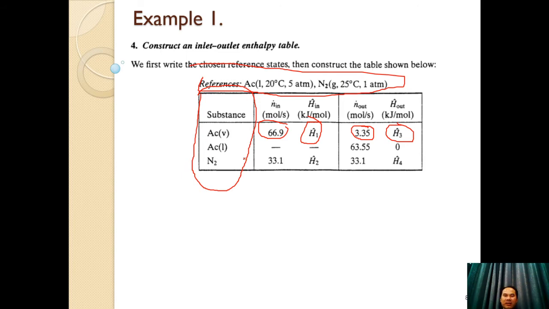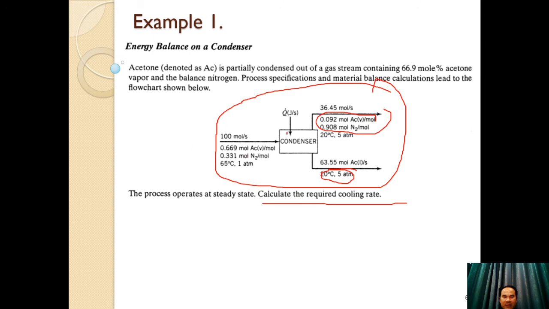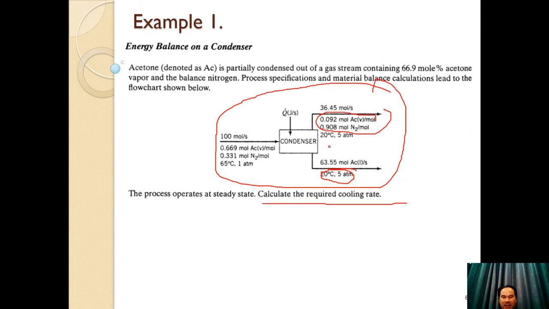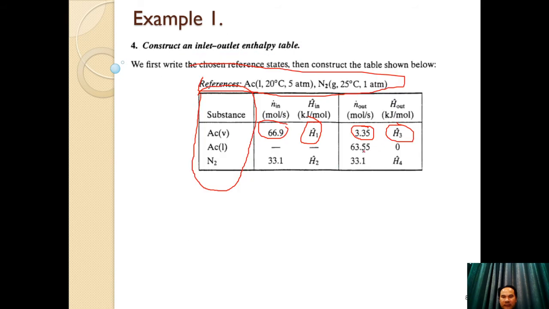And then we consider acetone liquid. There is no acetone liquid in the input. About the output, we have acetone output, 63.55 moles of acetone. How about the entropy of acetone? The entropy of acetone output is 0 because we chose acetone liquid phase at 20 degrees Celsius and 5 atm as the reference. In this case, the entropy of acetone is the reference, 0.